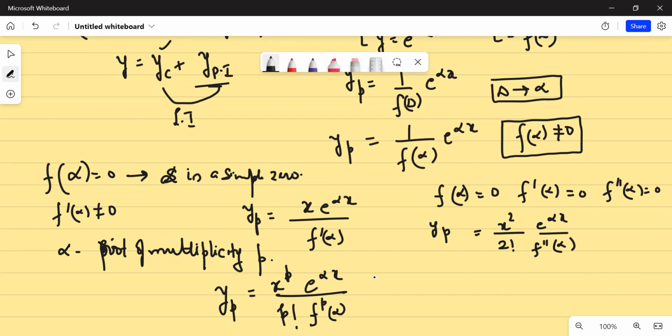Clear, sir. Okay. So I hope all these formulas you know, and if you don't know, kindly visit any of your basic textbooks. I think it is clear. Now let us do a question.